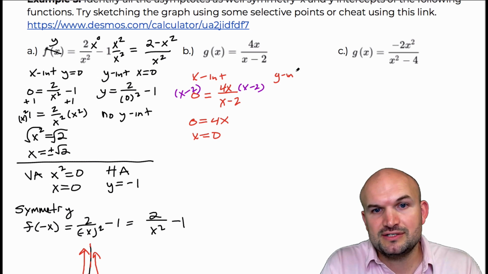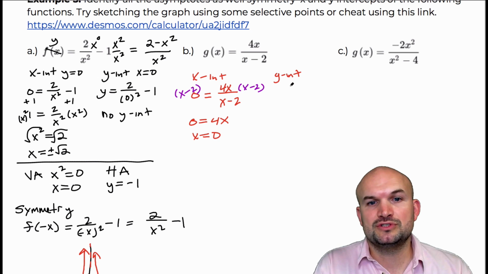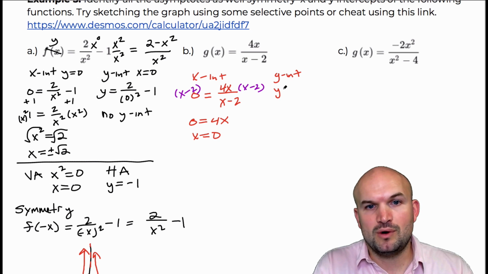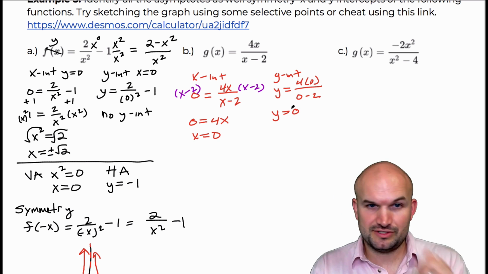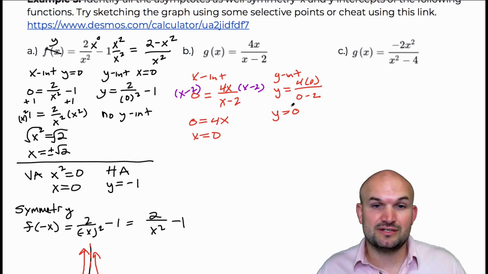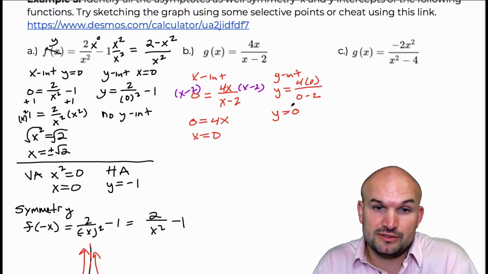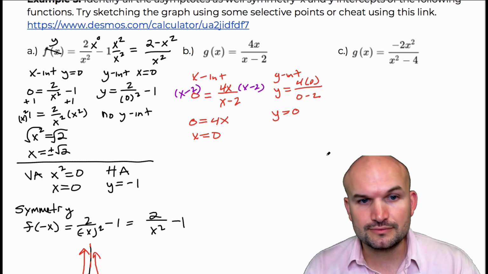For my y-intercept, I'm going to put x equal to 0, so I'll have y is equal to 4 times 0 over 0 minus 2. So that's going to be 0, so it doesn't matter what's in the denominator, y is equal to 0. So therefore, this graph has an x and y intercept at the origin, at (0, 0).